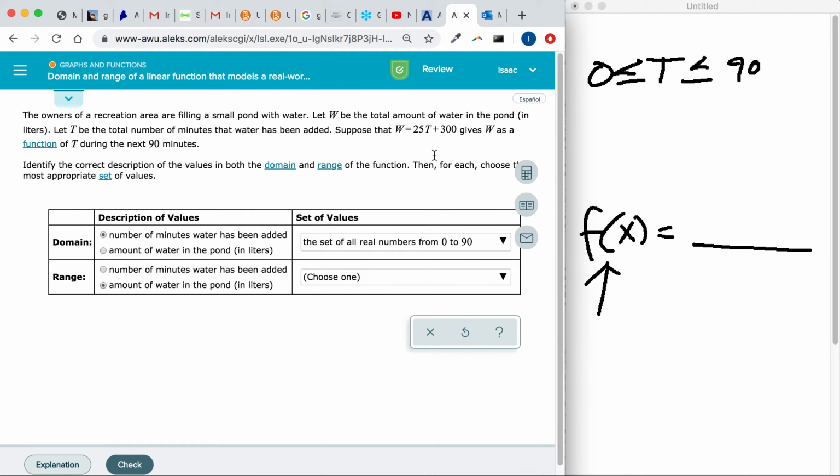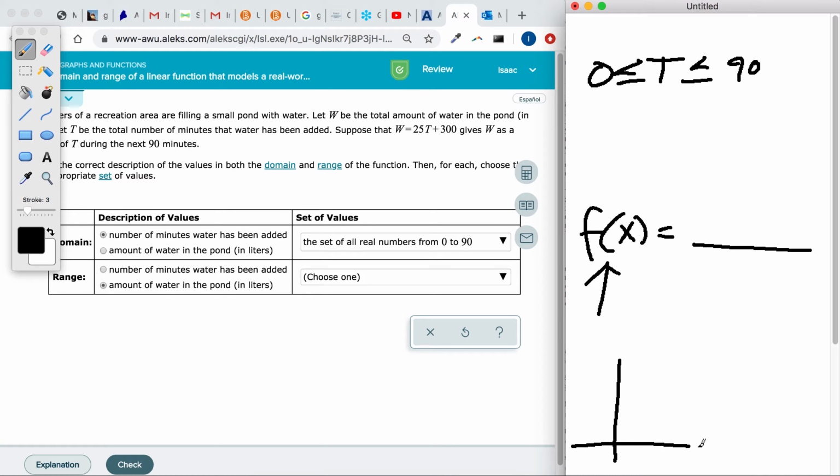One thing you could do is go to a website like Desmos and graph it, and then the y values are the range. Let's do it without Desmos here. The range is the set of all the y values, all the numbers that could possibly come out. The smallest amount is when we start at 0 minutes, when t equals 0.